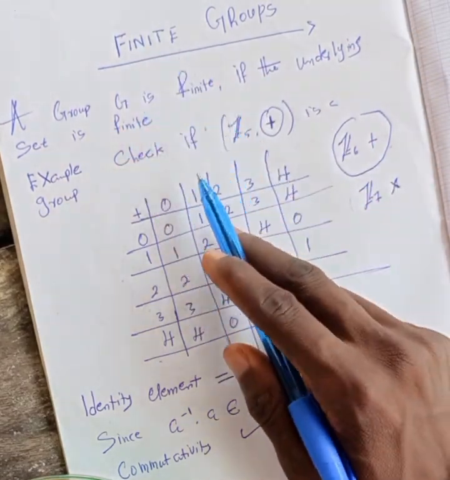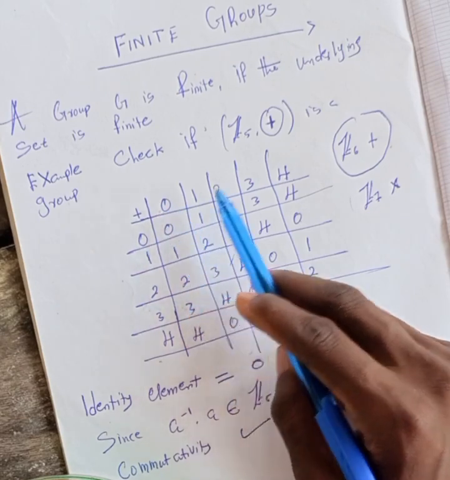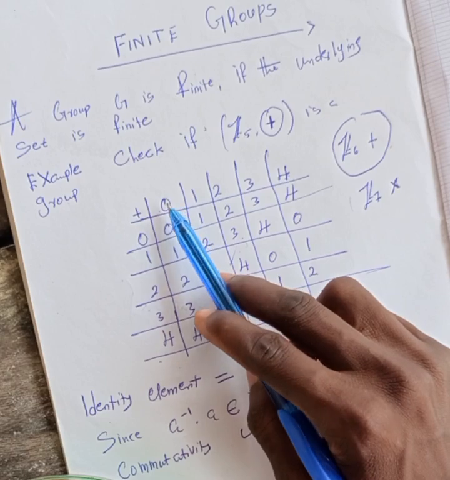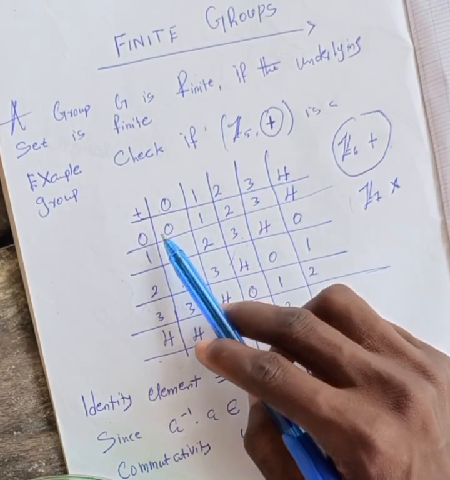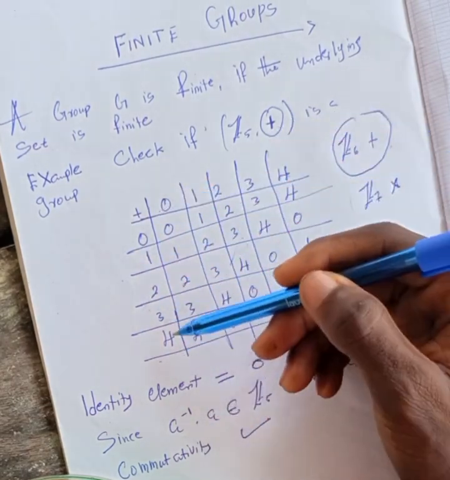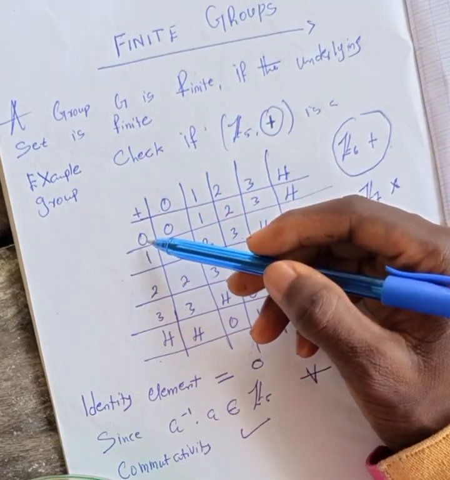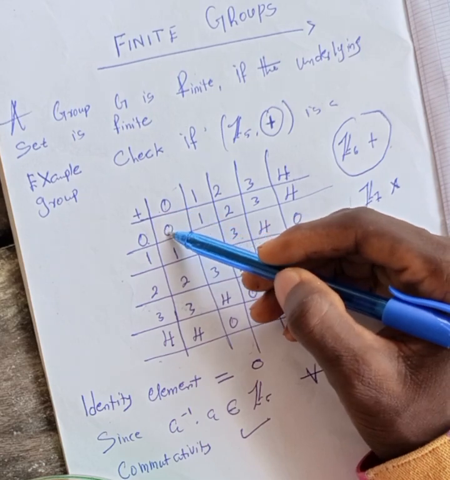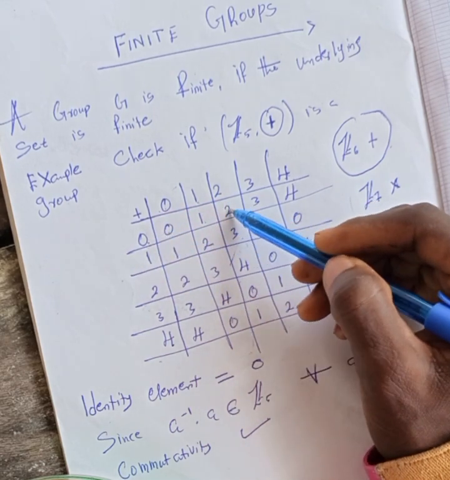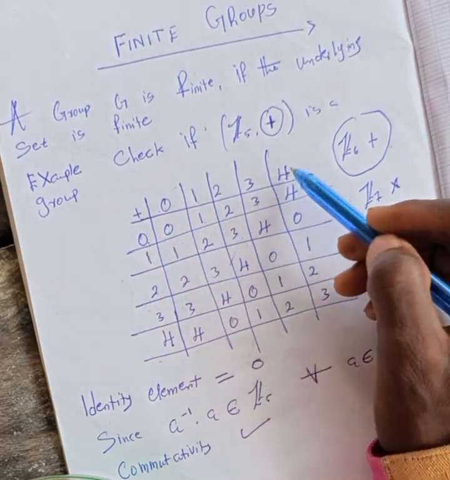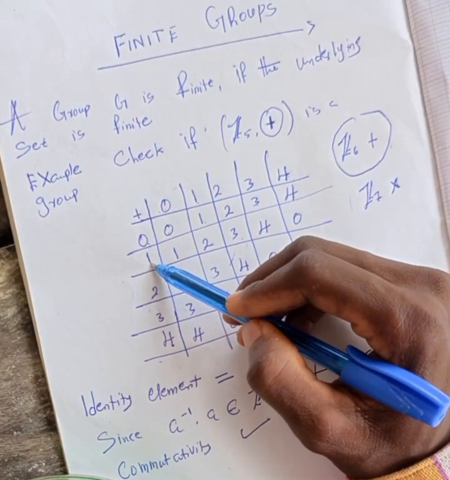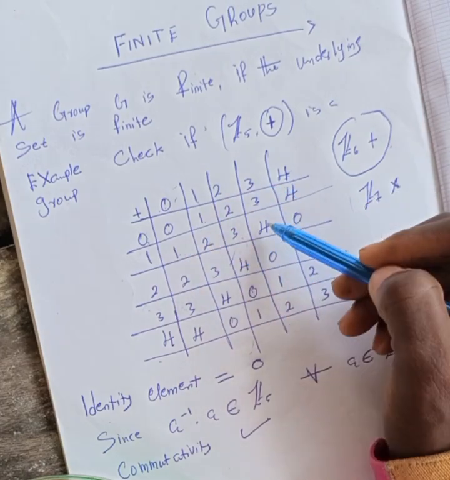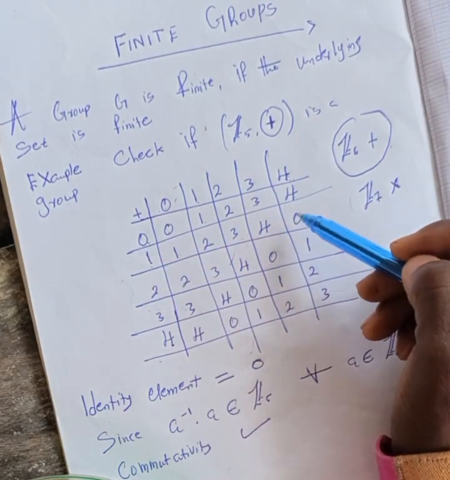So we start with 0 to 4. We list all the elements. Now if it is Z5, we list 0, 1, 2, 3, and 4. Similarly, for the vertical part, you list from 0 to 4. Now we start adding. 0 plus 0 is 0, 0 plus 1 is 1, 0 plus 2 is 2, 0 plus 3 is 3, 0 plus 4 is 4. Then we move to the second row. 1 plus 0 is 1, 1 plus 1 is 2, 1 plus 2 is 3, 1 plus 3 is 4. Now 1 plus 4 is 5.